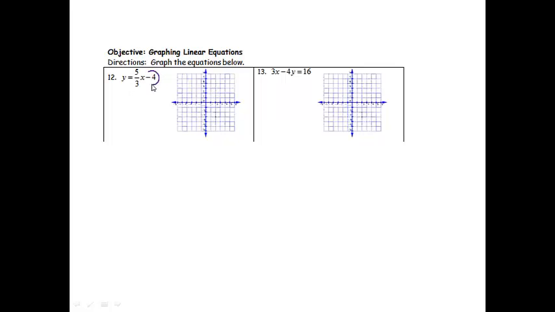Start with the number without the x on it, so start down at -4. And then from there, the slope is 5/3. So we're going to go up 5/3, and then we just connect those two dots, and we've got our line.